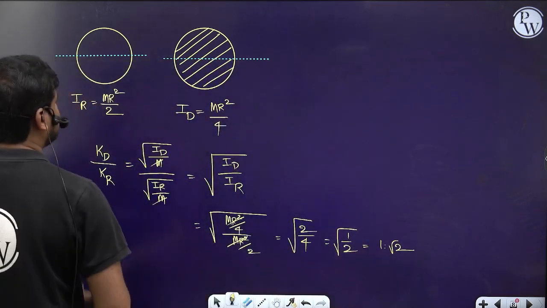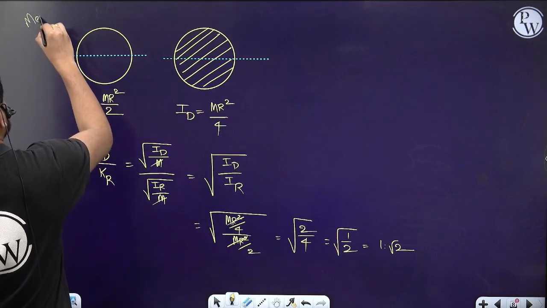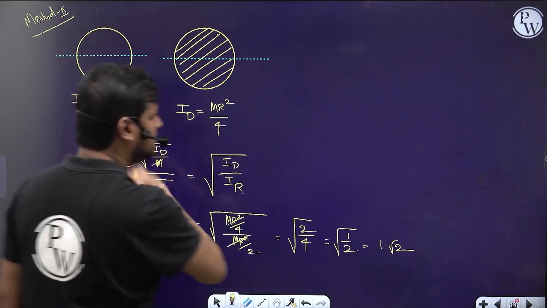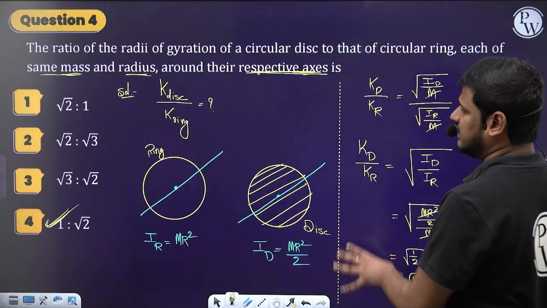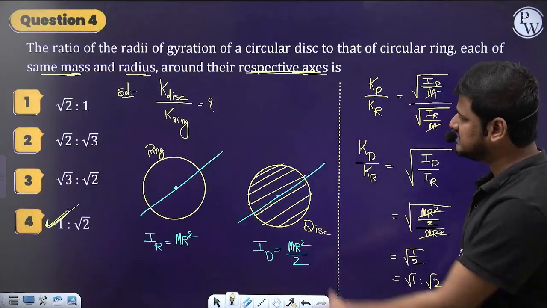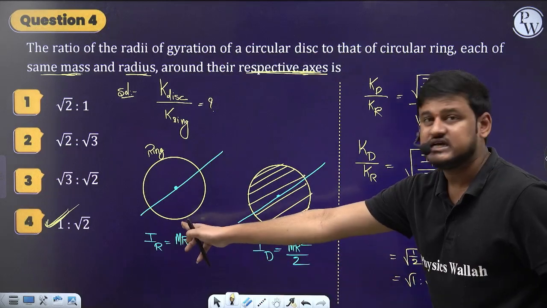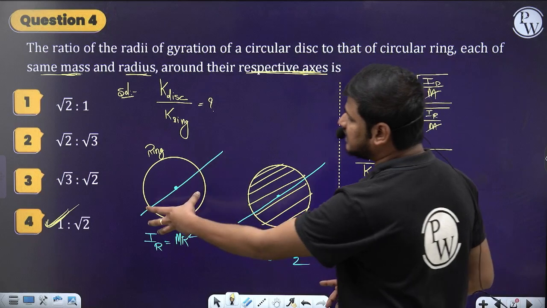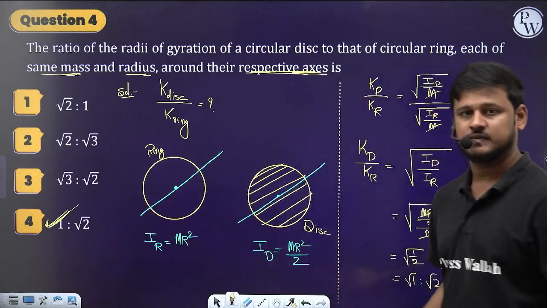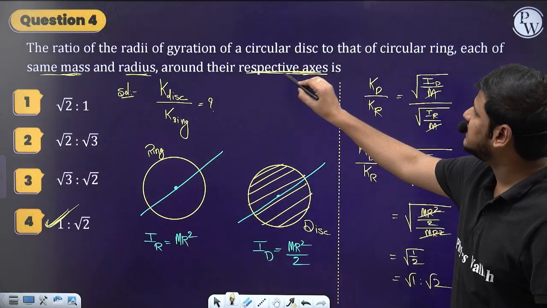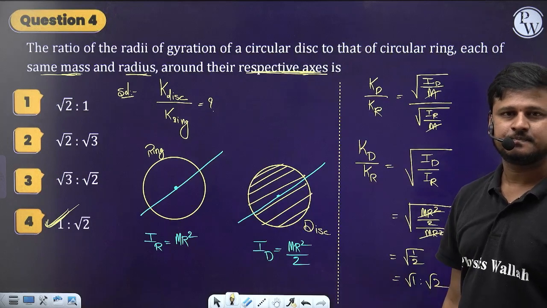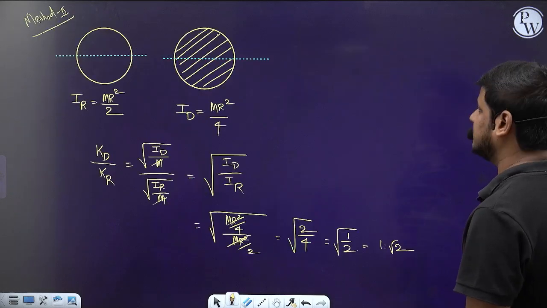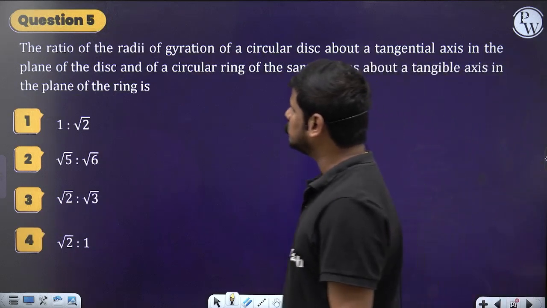So about its perpendicular axis, here we considered the diametrical axis. In the previous one we considered the perpendicular axis passing through its center. If you consider perpendicular axis here, take perpendicular axis there also. But don't take perpendicular axis here and diametrical axis there, because they said the respective axis. Done? Clear guys? So this is done. Next, let's move on to question number 5.